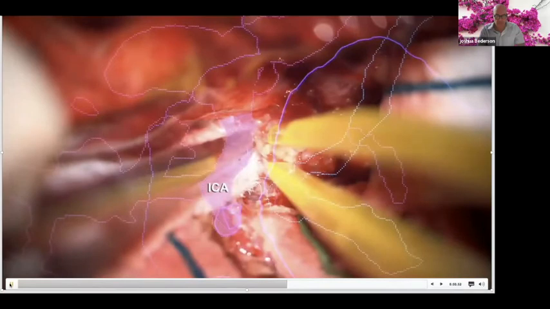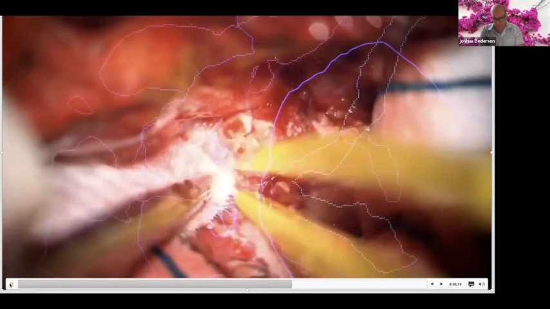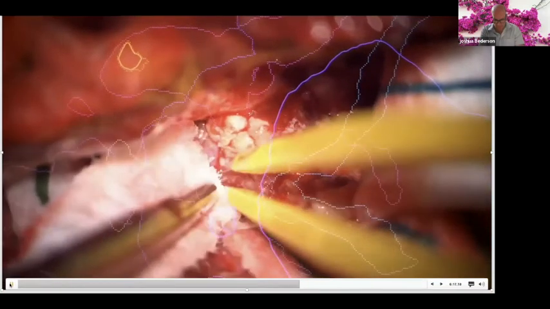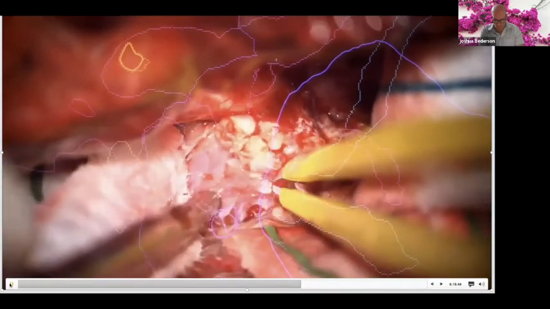Here, we take advantage of the heads-up display to identify early the internal carotid artery on the left side of the surgical field. In addition, given that the lateral aspect of the tumor is underneath the temporal lobe, the heads-up display is also helpful to provide awareness of the lateral border of the tumor. Here, we see the origin of the posterior communicating artery entering into the tumor.